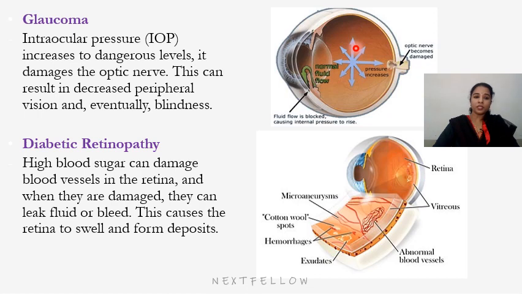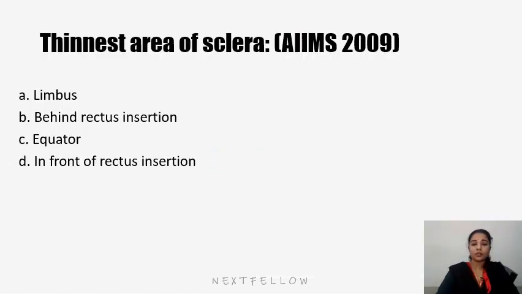Diabetic retinopathy occurs because of high blood glucose levels, which cause damage to the blood vessels of the retina, and they can leak fluid or bleed, and this causes the retina to swell and form deposits leading to blindness. That is called diabetic retinopathy. So that was about the anatomy of the retina.